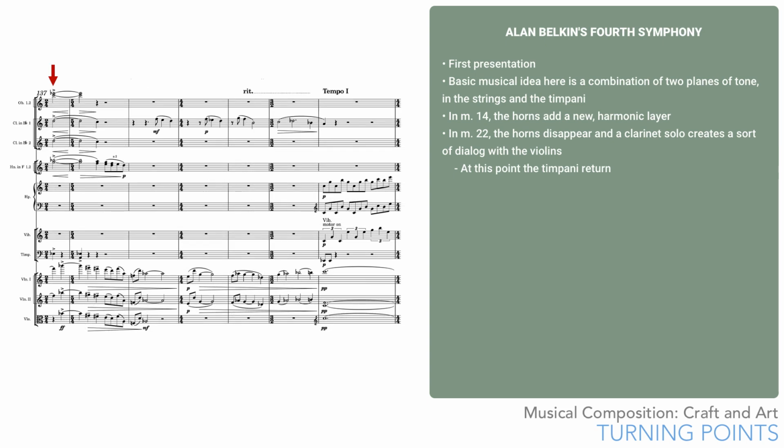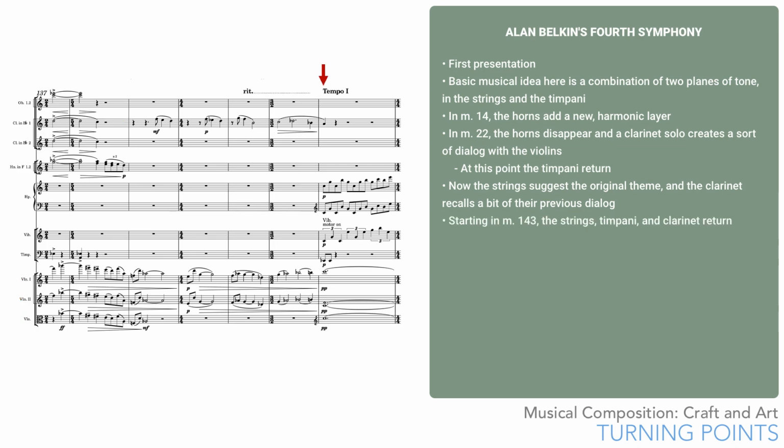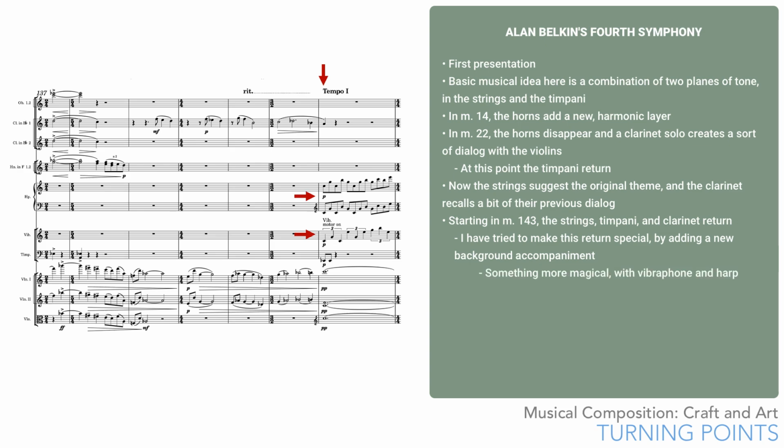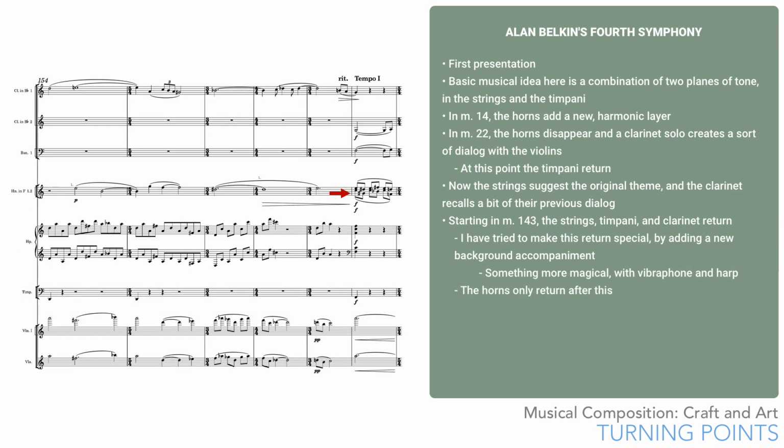When this comes back after a climax based on other material, in measures 136 to 137, now the strings suggest the original theme and the clarinet recalls a bit of their previous dialogue. Then, starting in measure 143, the strings, timpani, and clarinet return. But I've tried to make this return special by adding a new background accompaniment. I wanted to create something more magical with the vibraphone and harp. The horns only return after this in measure 159. Let's listen.